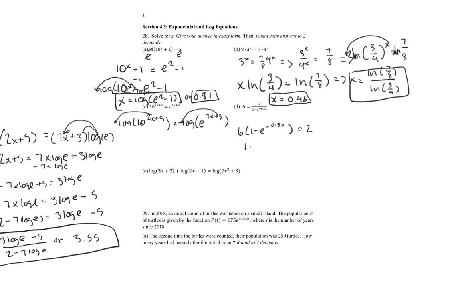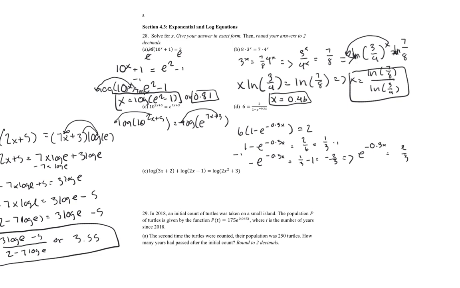So then we have 1 minus e to the negative 0.3x is equal to 2/6, or if we simplify that a little bit, 1/3. And then we can subtract by 1 on both sides. So then we get negative e to the negative 0.3x is equal to 1/3 minus 1, or negative 2/3. And then we can divide by negative 1. And so we'll get e to the negative 0.3x is equal to 2/3.